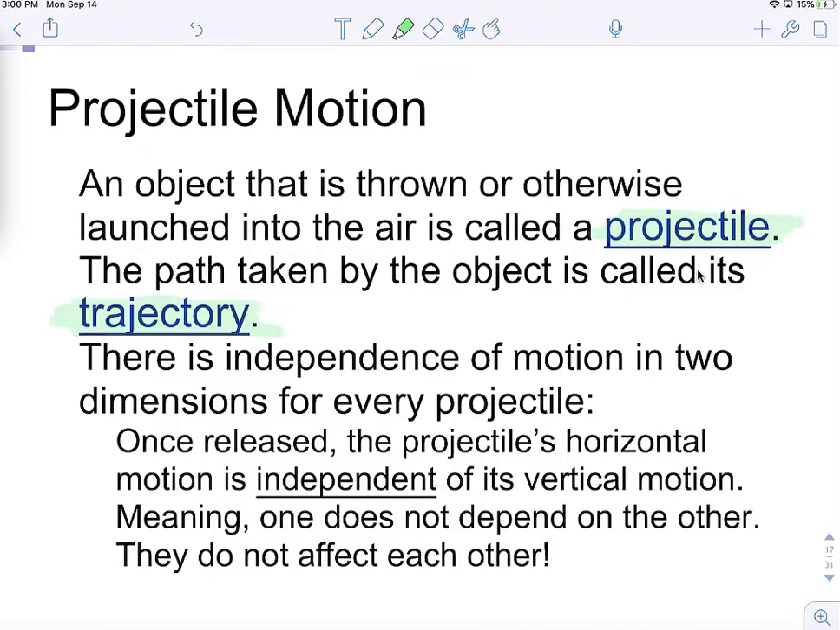There is independence of motion in 2 dimensions for every projectile. That basically means the horizontal motion is independent of the vertical motion. They do not affect each other. We must treat sideways motion differently from up and down motion. When I launch something at an angle, it's moving in 2 directions at once: sideways at the same time it's moving up and down. But both of these types of motion act differently, so we must treat them differently.